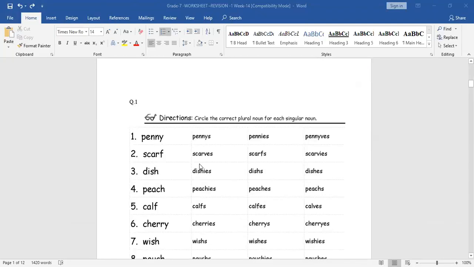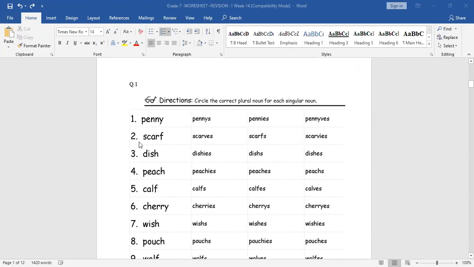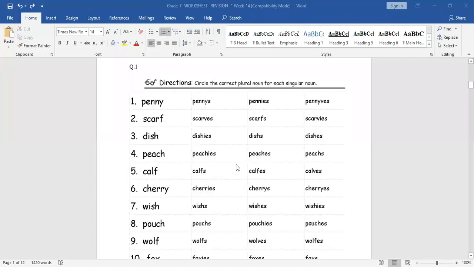So this is the exercise. What would be the answer for the first one? Penny. Yes, pennies. Scarf, scarves. Dish, dishes, es. Peach, peaches. Calf, calves, ves. Cherry, cherries, ies.